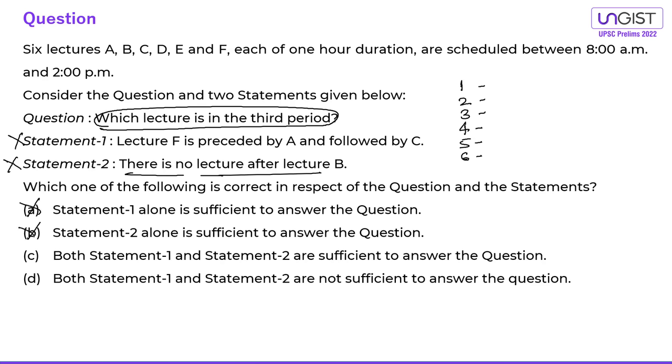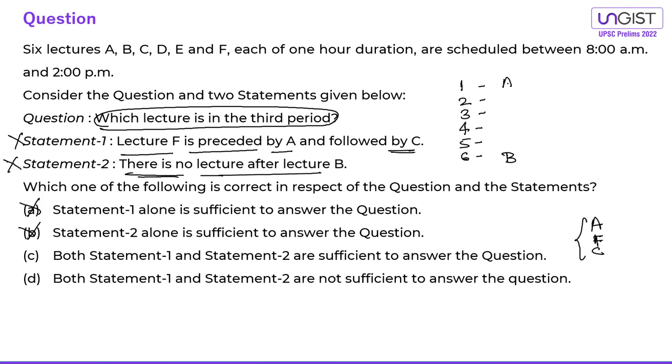Okay. And if we club them together, statement number two says there is no lecture after B. It means B is the last lecture. Now, statement number one. Lecture F is preceded by A and followed by C. So, this will be the order: A, F, C.